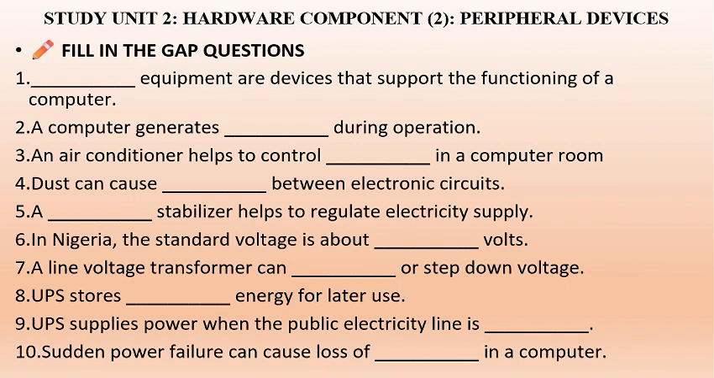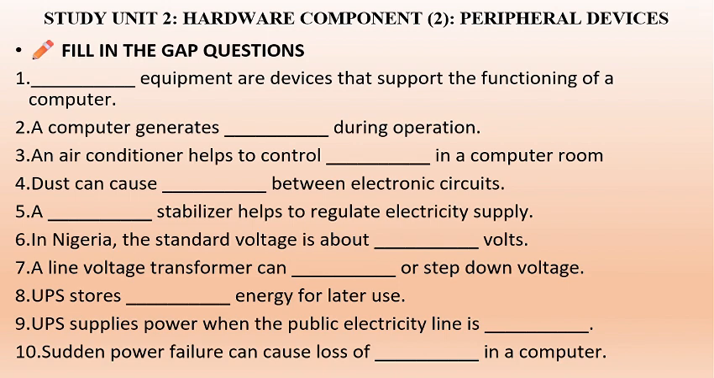Then number 3, an air conditioner helps to control dash in a computer room. What does it control? Temperature. What did you say? Yeah, thank you. Small letter t. Temperature.